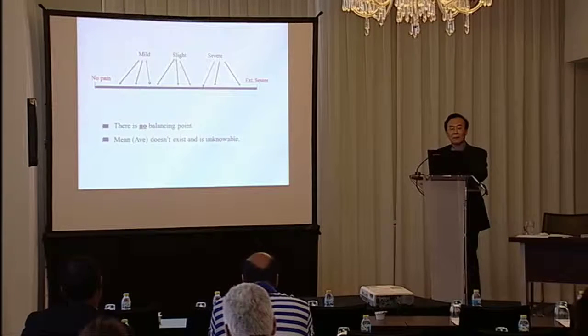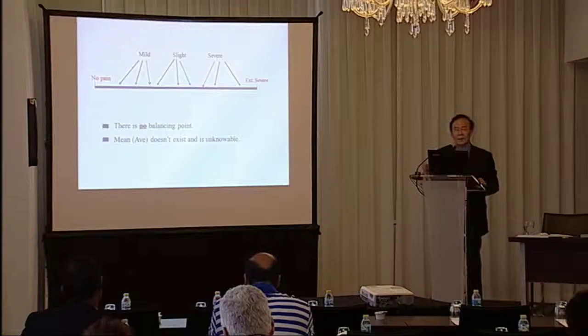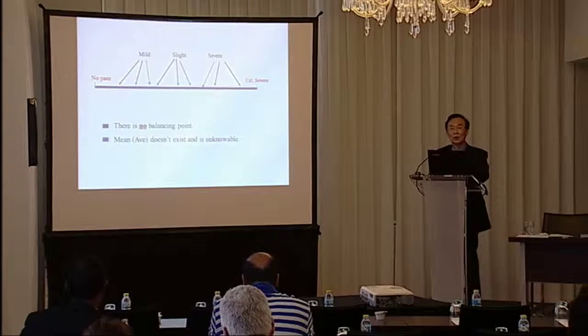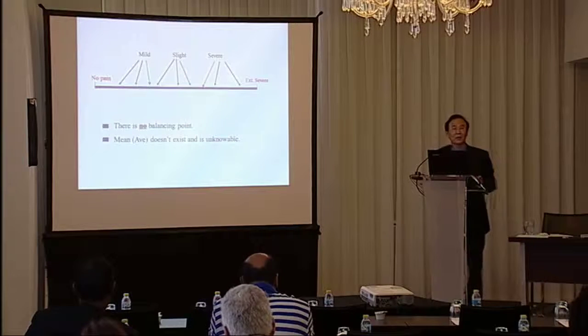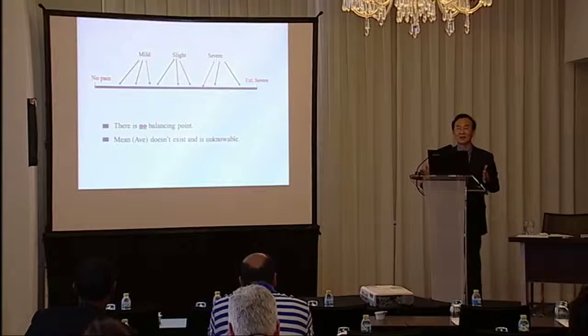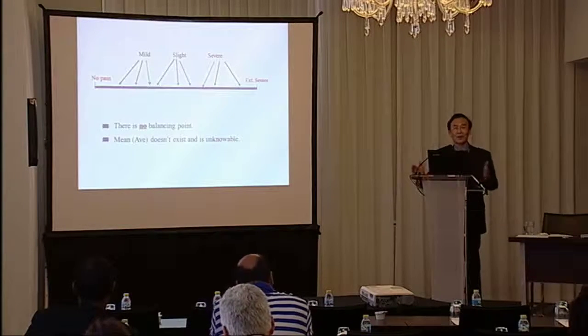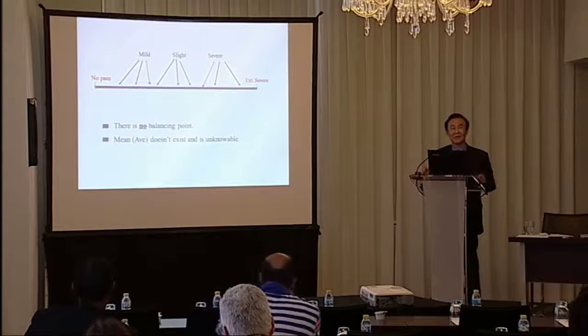What about the slight pain? We know the slight pain is more pain than mild pain, but less pain than severe pain. But we don't know exactly where we should bring the marker, because that is not quantifiable. And likewise for the severe pain. In other words, we cannot find the balancing point, because the balancing point in this case does not exist.